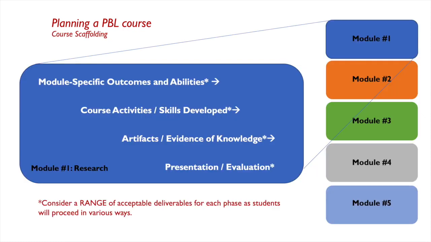So for example, if you're looking at one of the modules, when you go to that module itself, ask yourself, what are the outcomes and abilities that need to happen with that module? Then what course activities or skills will make that happen? What artifacts? How will they present it?